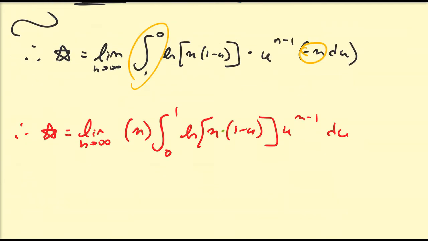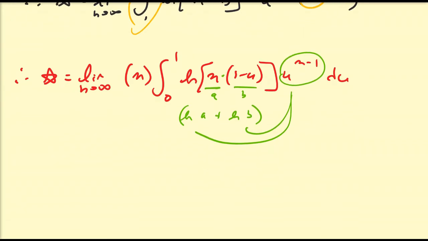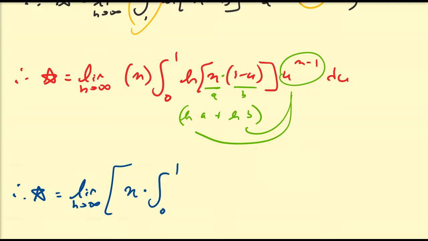So remember, the natural log of a times b can be separated as the natural log of a plus the natural log of b, where this is a and this is b. So we can also distribute this u to the n minus 1 over those two terms. So this is going to give us star is equal to the limit as n goes to infinity of n times the integral from 0 to 1 of the natural log of n times u to the n minus 1 plus the natural log of (1 minus u) times u to the n minus 1 du.